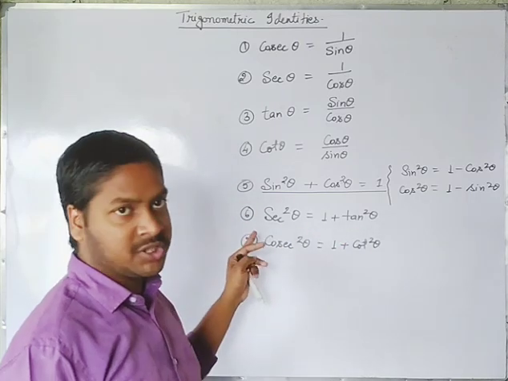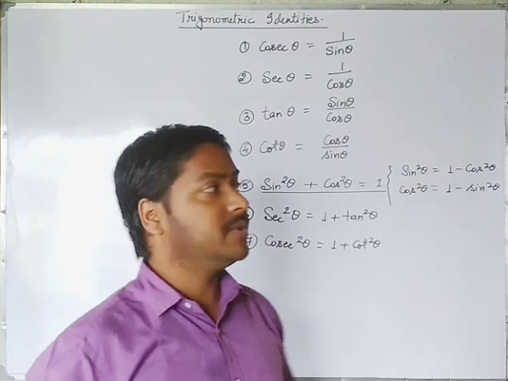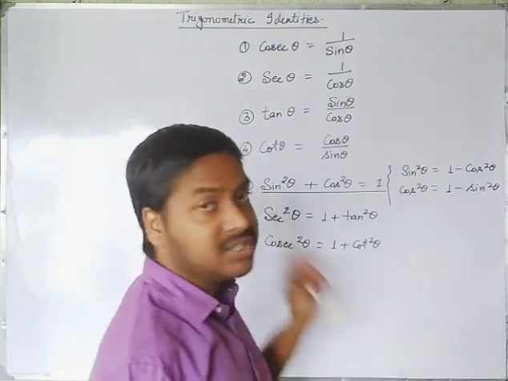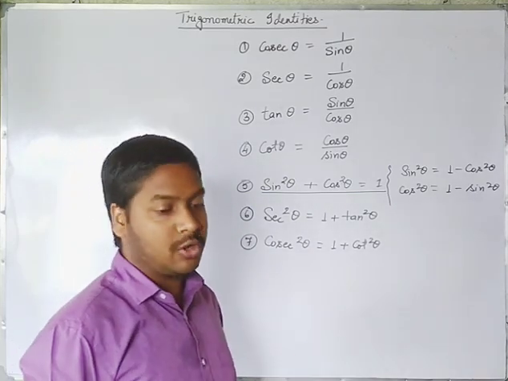If tan square goes to this side, then sec square minus tan square will be 1. In the same way we can get any formula from these 7 formulas. Now we will see some questions on how to solve them.